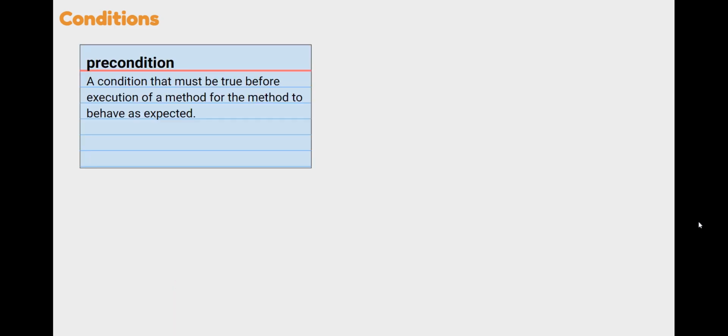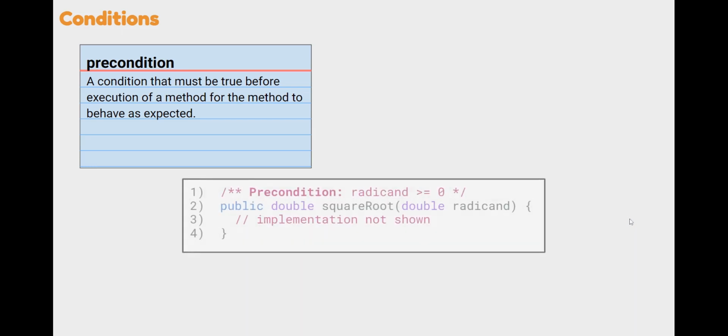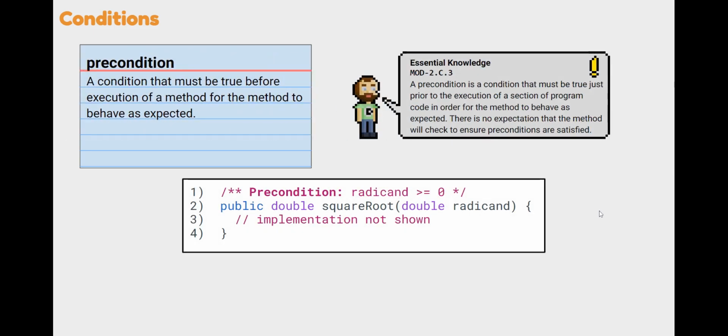Our methods in Java can also have preconditions and postconditions. A precondition is a condition that must be true before execution of a method for the method to behave as expected. So imagine for a moment that you do not like the square root method in the Math class because you don't like typing Math.sqrt. You want it to actually be called square root.